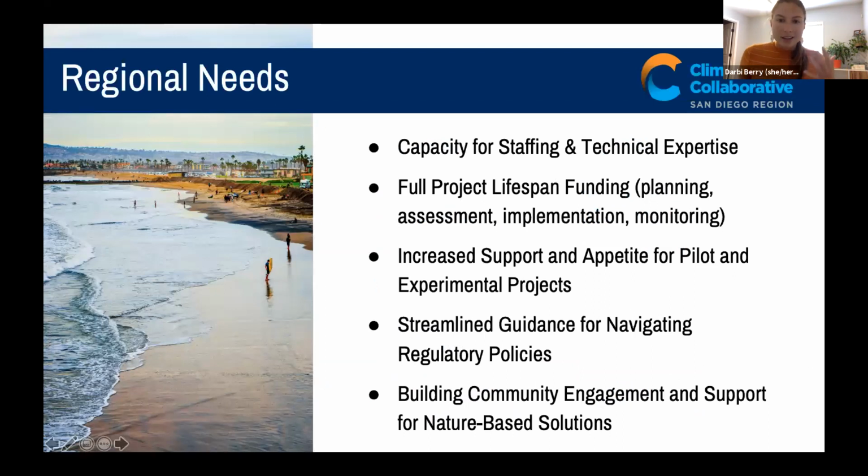So just at a high level, just wanted to overview, in the San Diego region, for the Climate Collaborative, this highlighted the areas that we could be really supportive to our cities and agencies who are our members. How can we provide our capacity for staffing and technical expertise to fill some of these gaps.